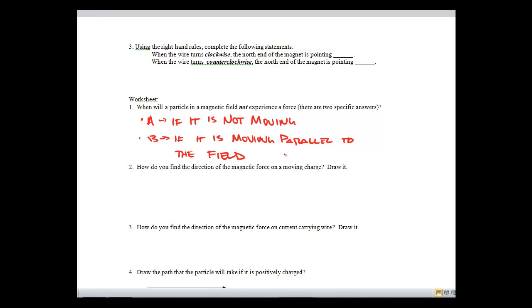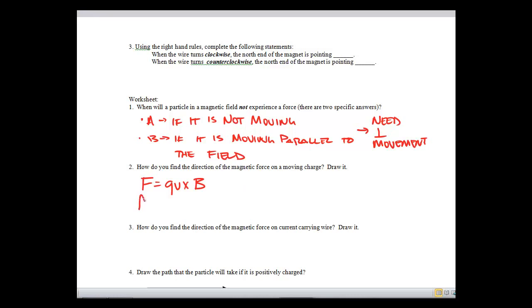When it's moving perpendicular, then we get a force. That's what we need. We are very interested. We need perpendicular movement. That's what we're all about. How do you find the direction of the magnetic force on a moving charge? So on a moving charge, it's QV cross B, and we're going to use our right hand to do it.